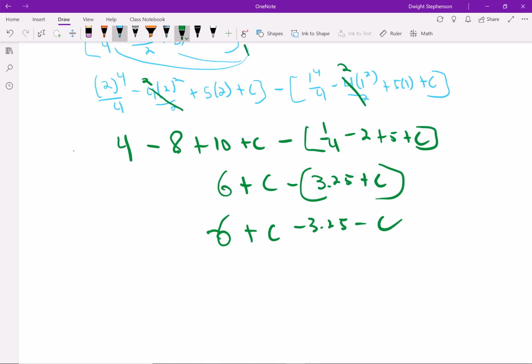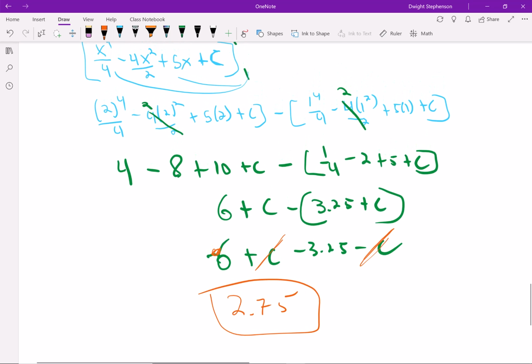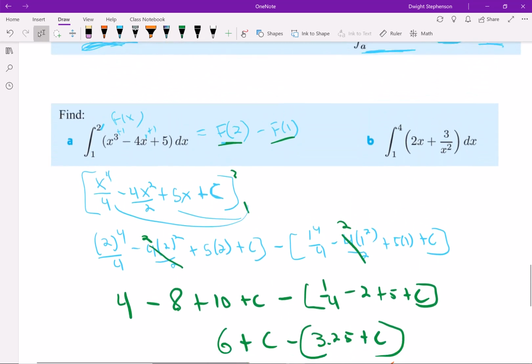And what I want you to notice is what's going to happen to my c? Well, it's going to cancel out, right? Because you have a positive c and a negative c. And so we're left with 6 minus 3.25, which is 2.75, right? So that's how you evaluate that integral, and that would actually be the area under that curve.